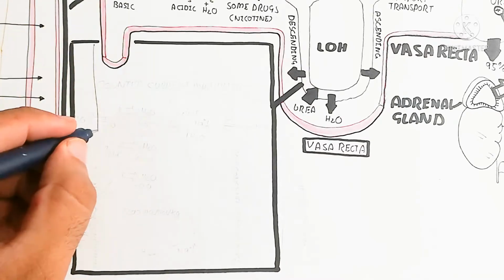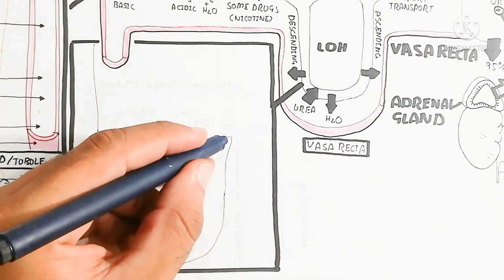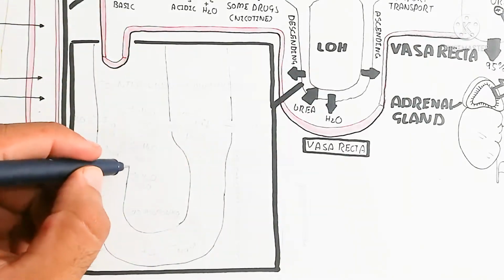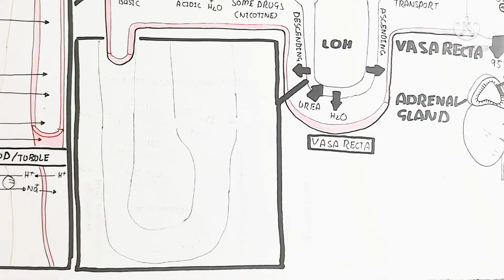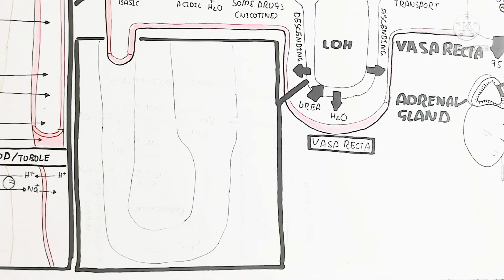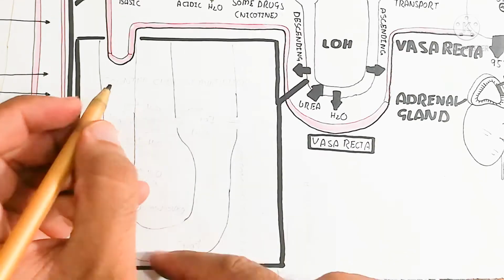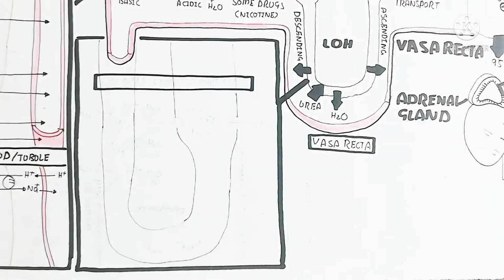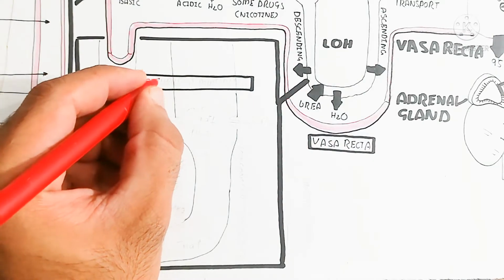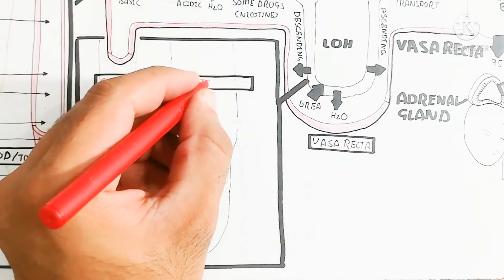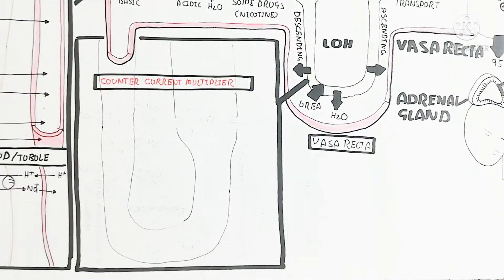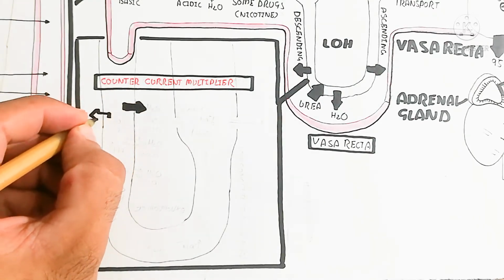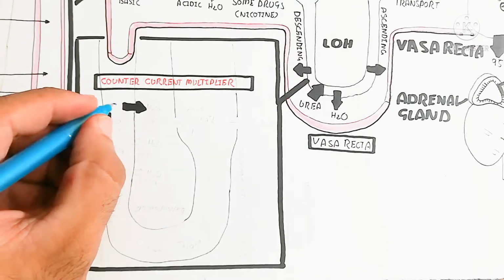The loop of Henle contains a descending and an ascending limb. The ascending is thick and the descending is thin. The water will be reabsorbed at the beginning of the descending loop of Henle. After the reabsorption of water, a high concentration of sodium will occur, which means the concentration of solute will be higher compared to the solvent, water.